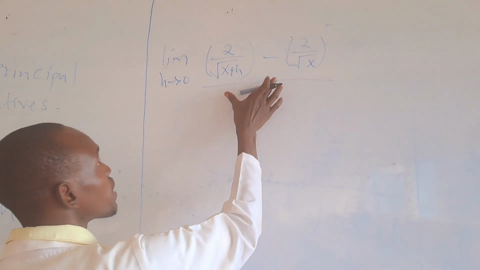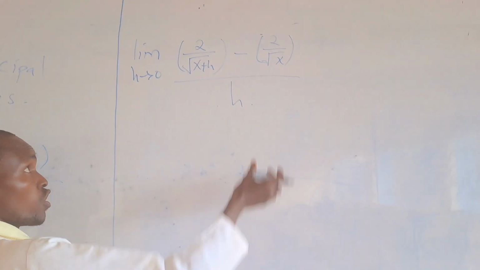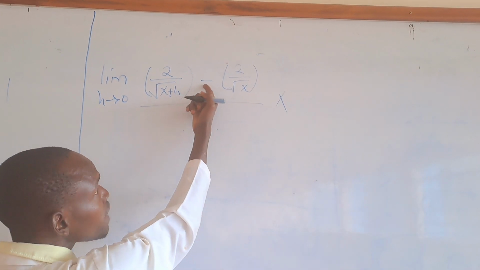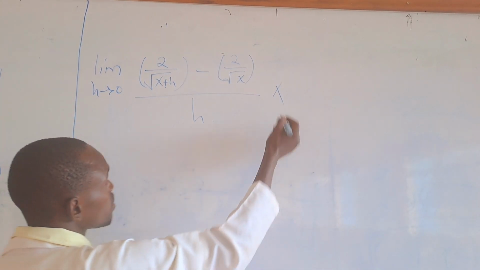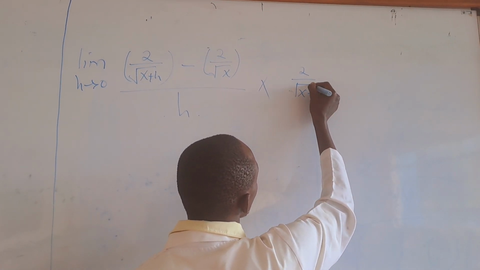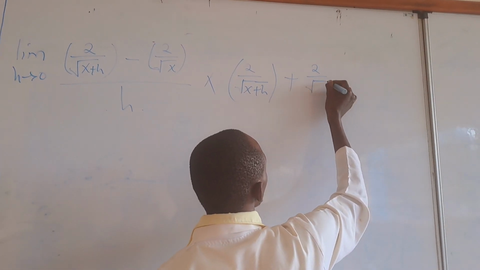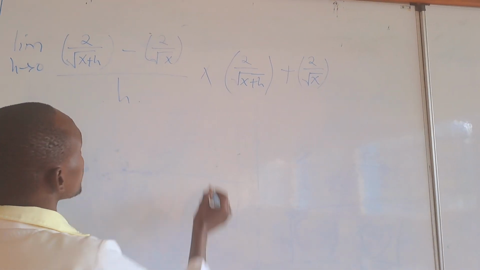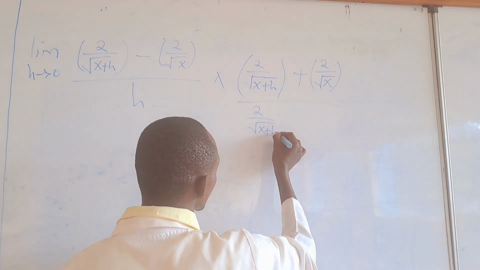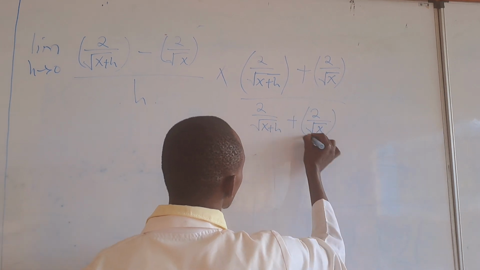Now, from here, we are going to multiply by the conjugate of the numerator. For us to multiply by the conjugate of the numerator, we only change the sign in between the two functions. So this will be 2 over root of x plus h, plus 2 over root of x. Then the denominator will also be multiplied by the same conjugate, 2 over root of x plus h, plus 2 over root of x.